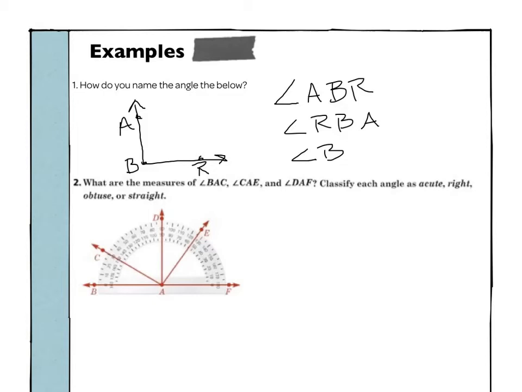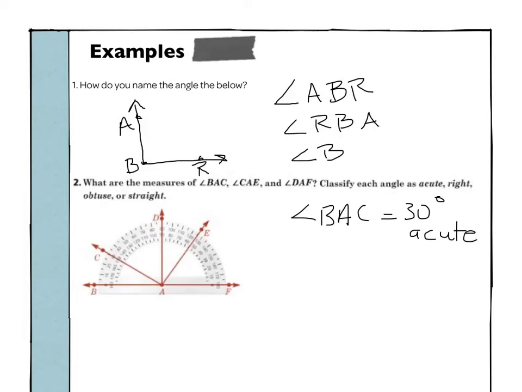Next question says, what are the measures of angle BAC, angle CAE, and angle DAF? So let's look at BAC first. So here's BAC. And it looks like that is about from 0 to 30 degrees there. So this is a 30-degree angle. Just mark that. So angle BAC is 30 degrees. And we know it's less than 90, so it's going to be acute.